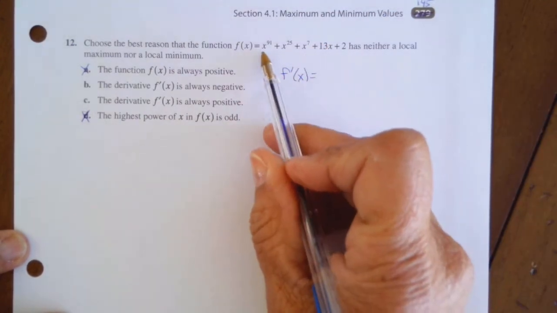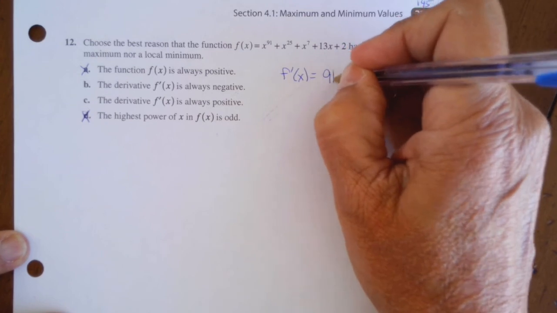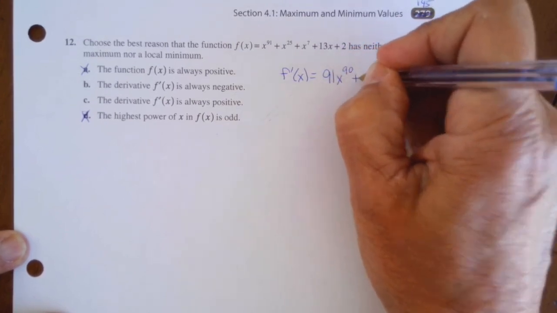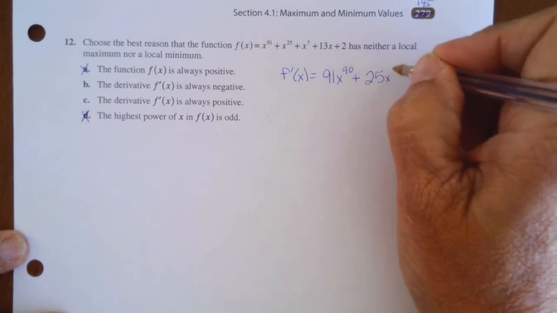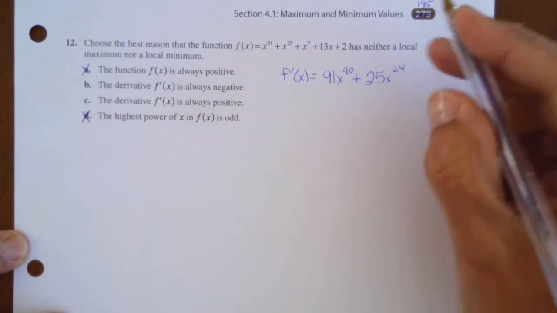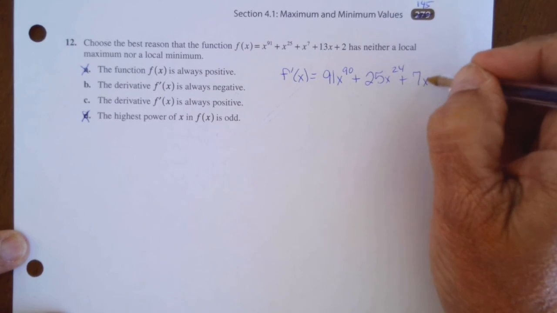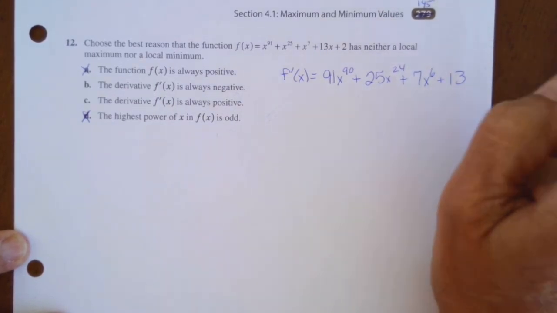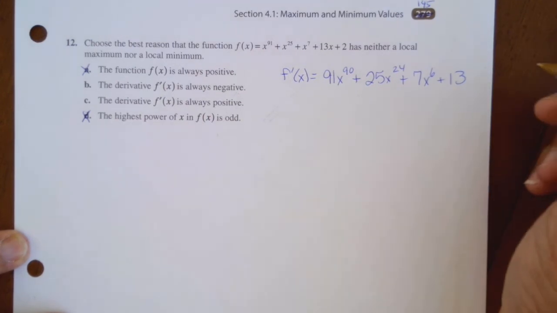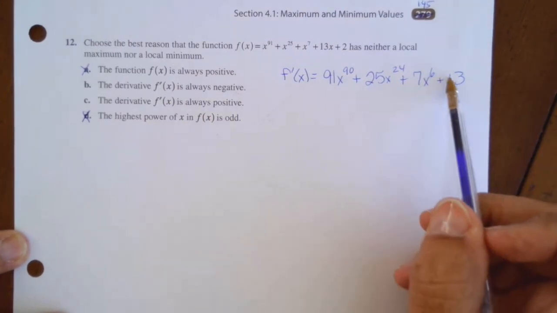Looks bad, but it really isn't. So the derivative of x to the 91 is 91x to the 90th. Derivative of x to the 25th, 25x to the 24th. Derivative of x to the 7th, 7x to the 6th. Derivative of 13x, okay? All right, so now let's look at your derivative.